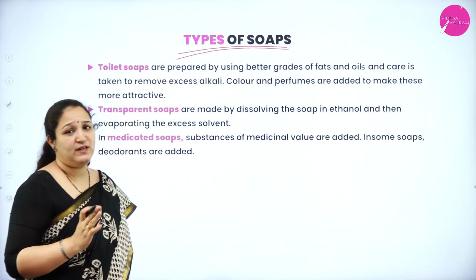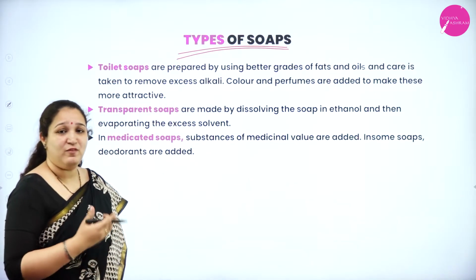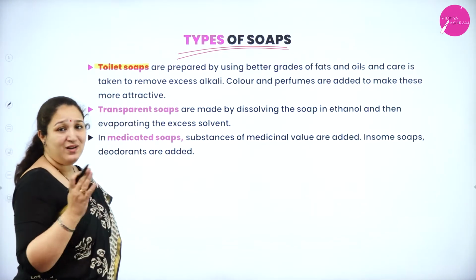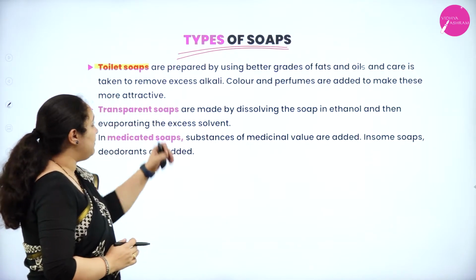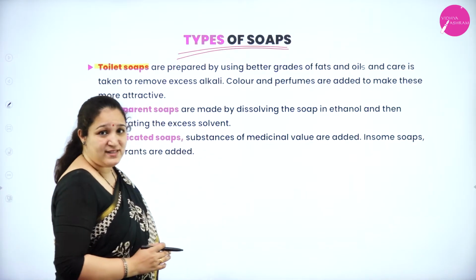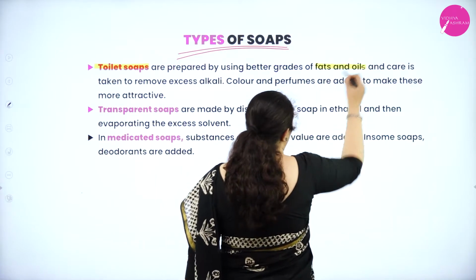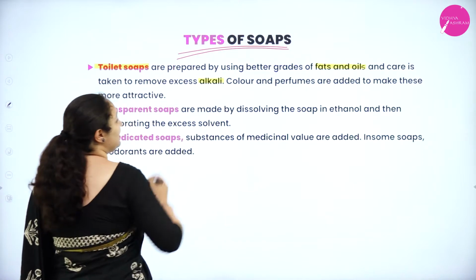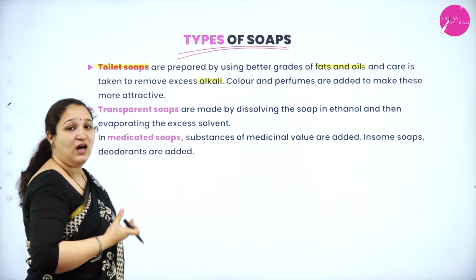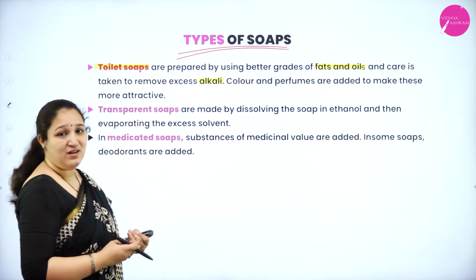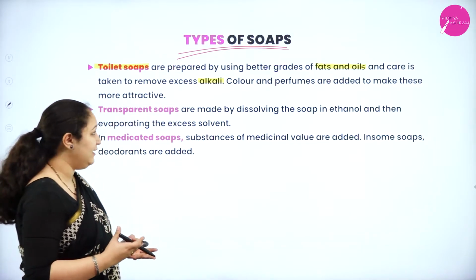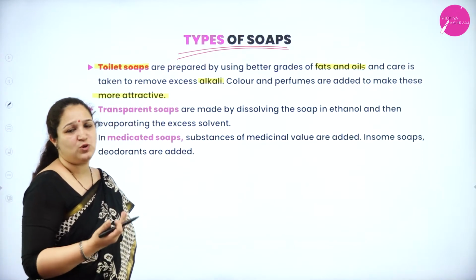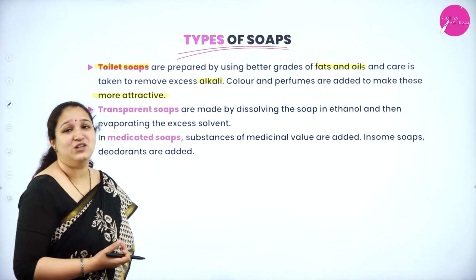Okay, next is different types of soap. There are so many different types of soap. Which are there? We learn here. The first one is the toilet soap. What is toilet soap? These are prepared by using better grades of fats and oils, and care is taken to remove the excess alkali. Alkali material is removed and then the color and perfume can be added to make them more attractive. These are the normal soaps which we use for bath, that is called as the toilet soap.